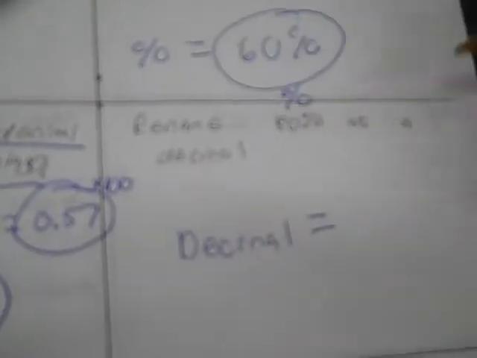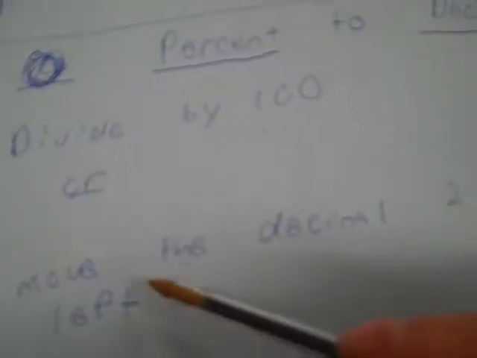Okay, 80% as a decimal. So again, I just have one answer, and that's the decimal. So 80 is a percent, so I'm taking a percent to a decimal. Percent to decimal means you can either divide by 100 or move the decimal 2 spaces to the left. Okay? So we can divide by 100. And I get 0.8.